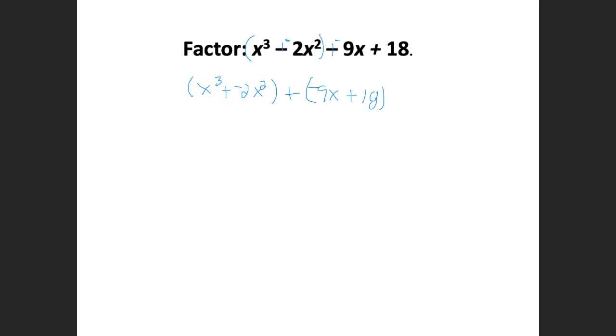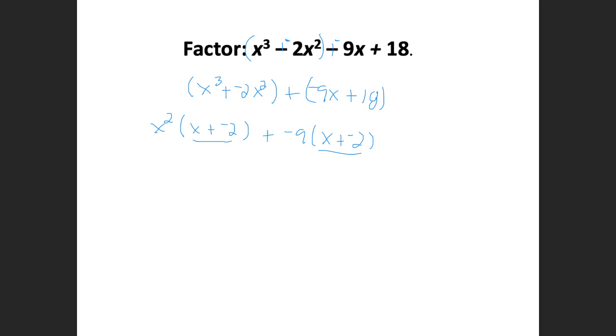Now I'm going to factor out the greatest common factor. So in this one, it's x squared. And what's left over? I've got an x plus negative 2 or minus 2. It doesn't really matter how you put it. Plus, and then I'm going to factor out negative 9 here. So that gives me x plus negative 2. Now remember, we could multiply through and we should get the same thing. Now this is exactly the same.